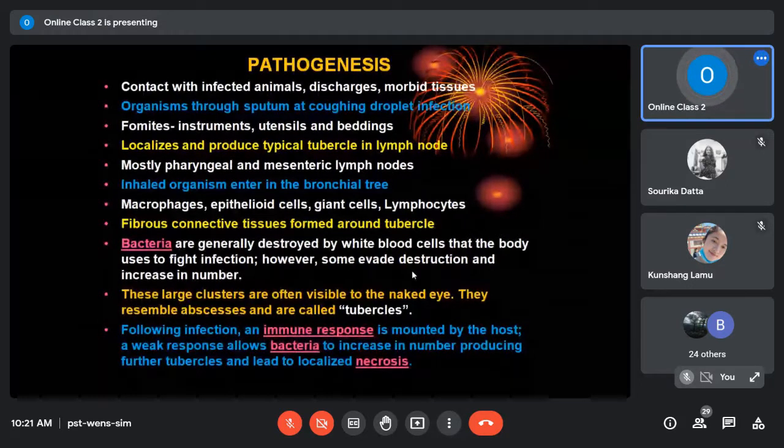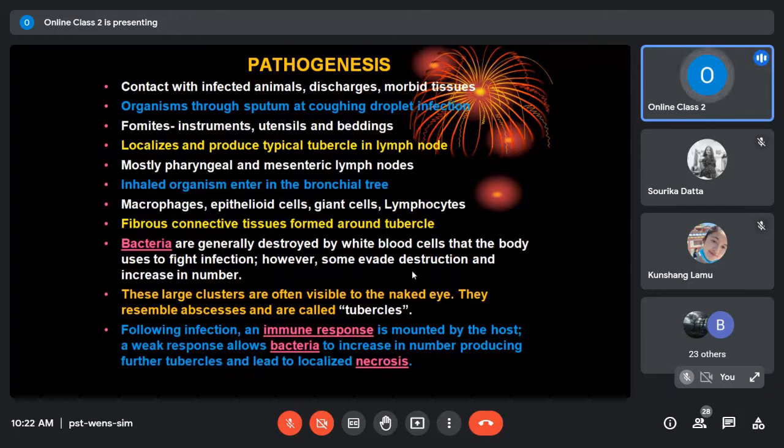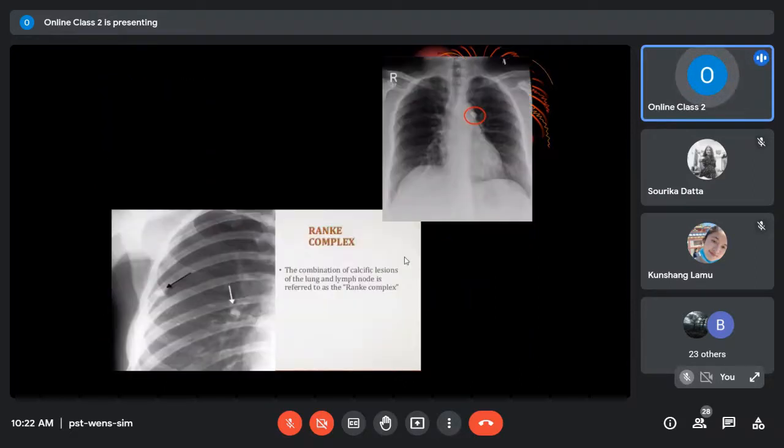Following the infection, some immune response is mounted by the affected host animal, but a weak response allows the bacteria to increase in number, producing further tubercles and leading to localized necrotic lesions. Many other parts will develop such caseous necrotic areas and will show the presence of these tubercles.